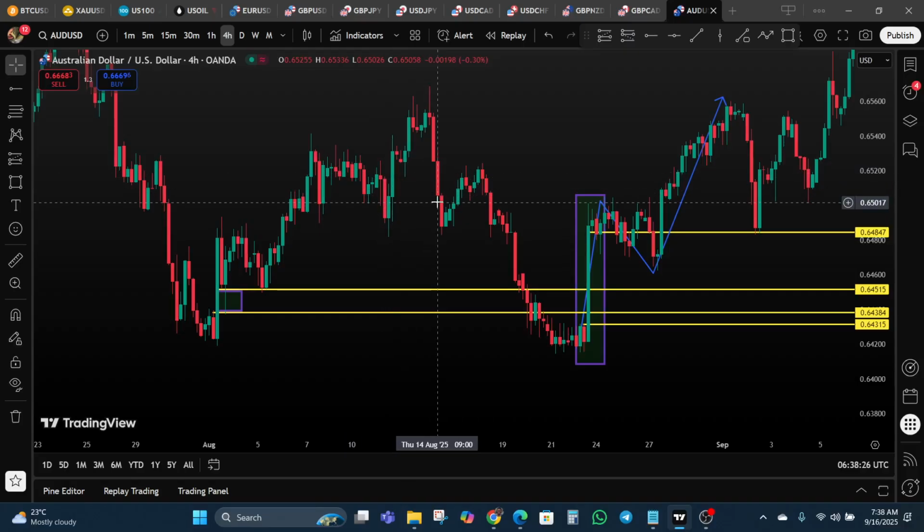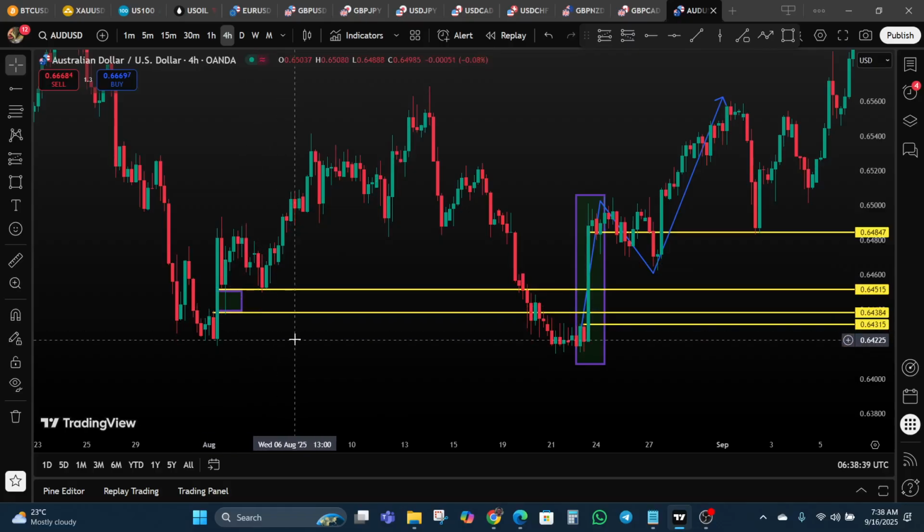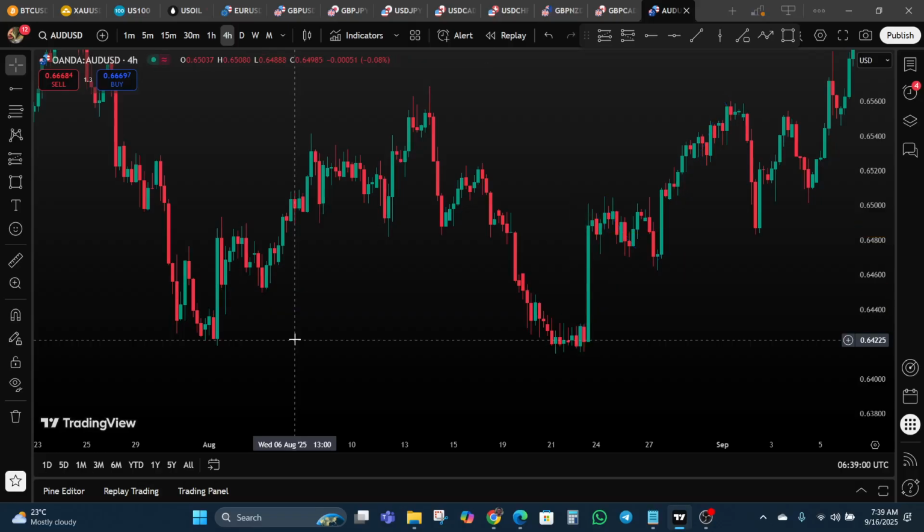So why is this important? Balanced price ranges are key areas where traders can expect reactions. These zones often align with liquidity, meaning there are buy stops or sell stops resting around them. By identifying a BPR correctly, you start to see where institutions or larger players may step into the market again. This gives structure to your trading instead of leaving you guessing.